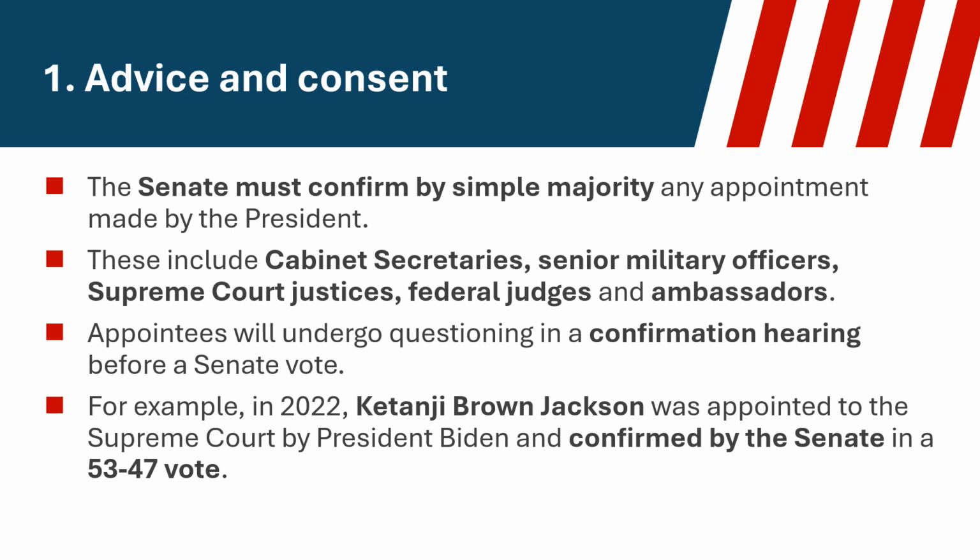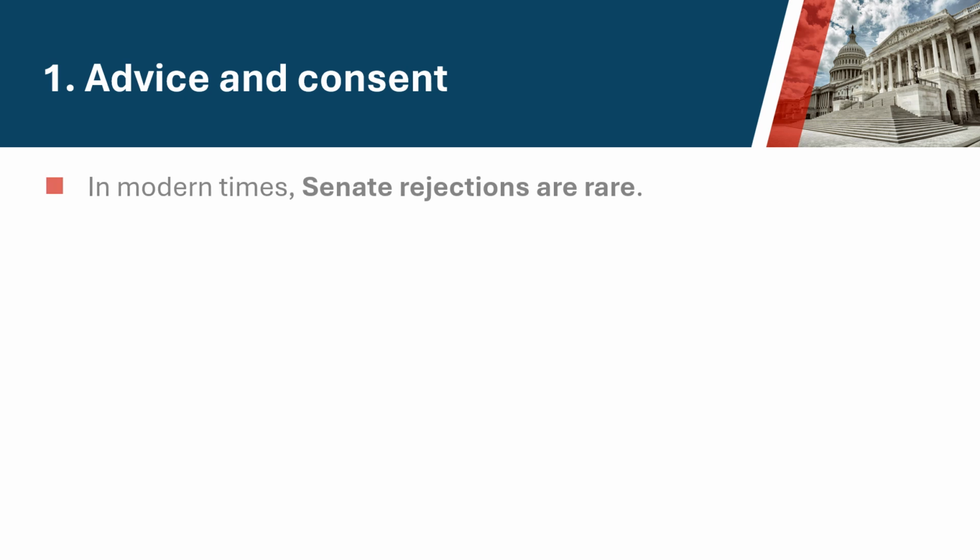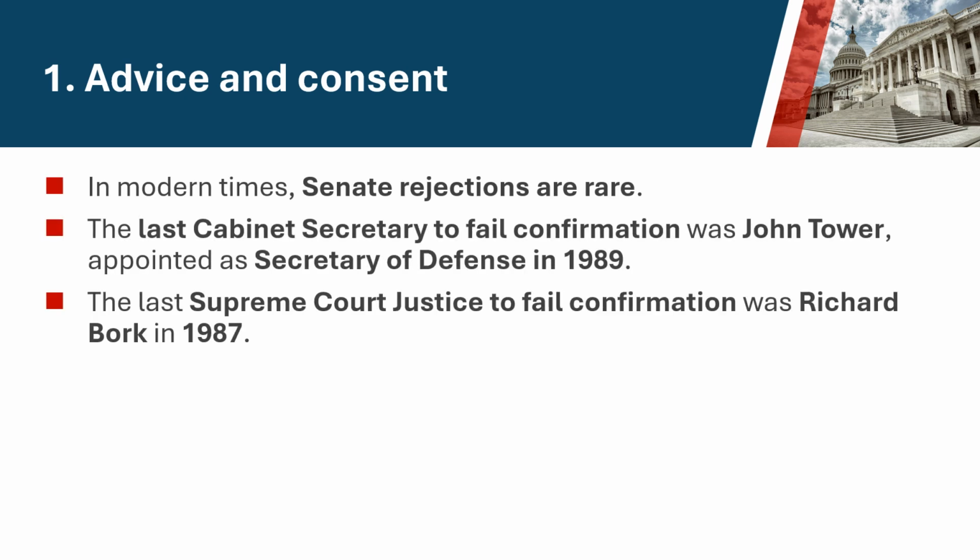For example, in 2022, Ketanji Brown Jackson was appointed to the Supreme Court by President Biden and confirmed by the Senate in a 53-47 vote. In modern times, Senate rejections are rare. The last cabinet secretary to fail confirmation was John Tower, appointed as Secretary of Defense in 1989. The last Supreme Court justice to fail confirmation was Richard Bork in 1987.